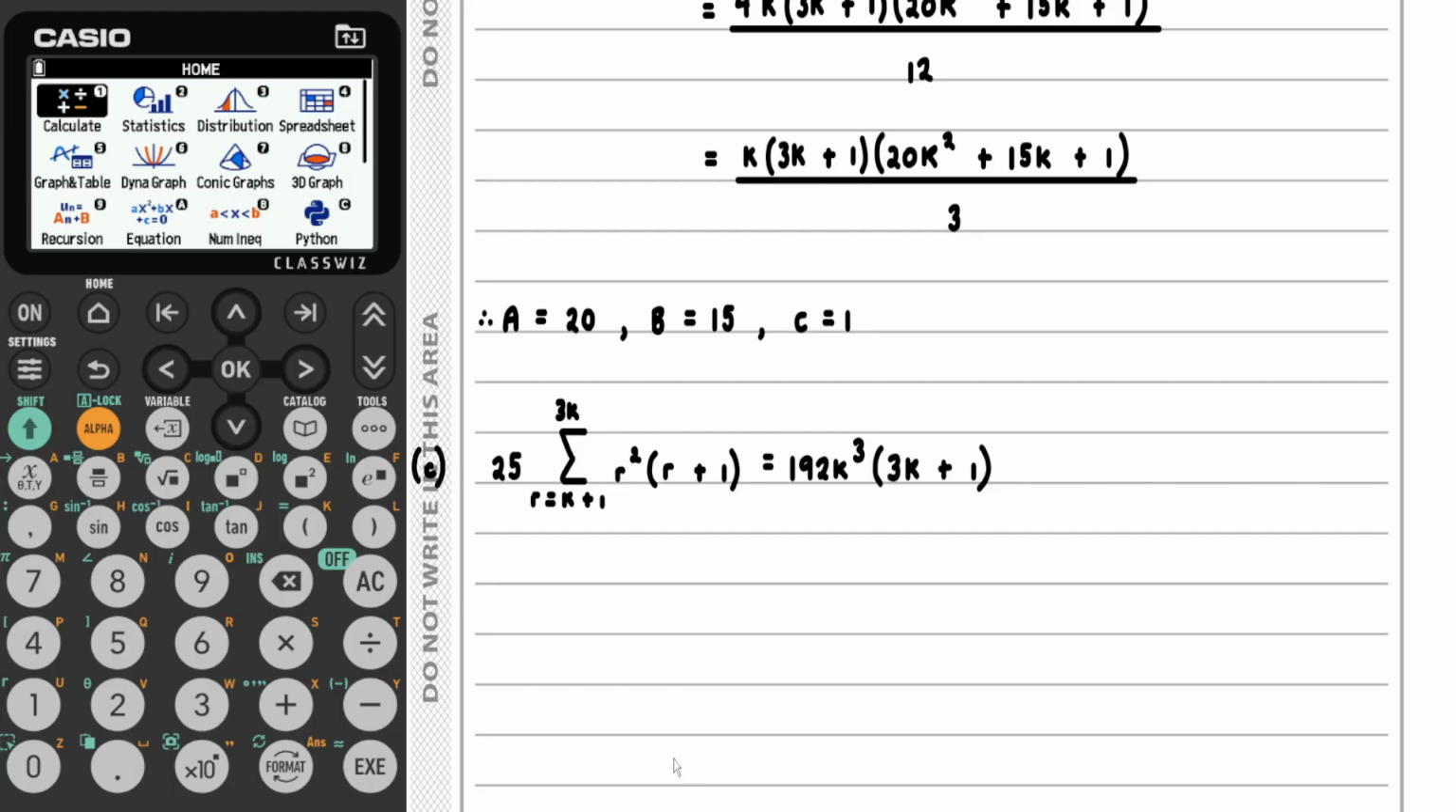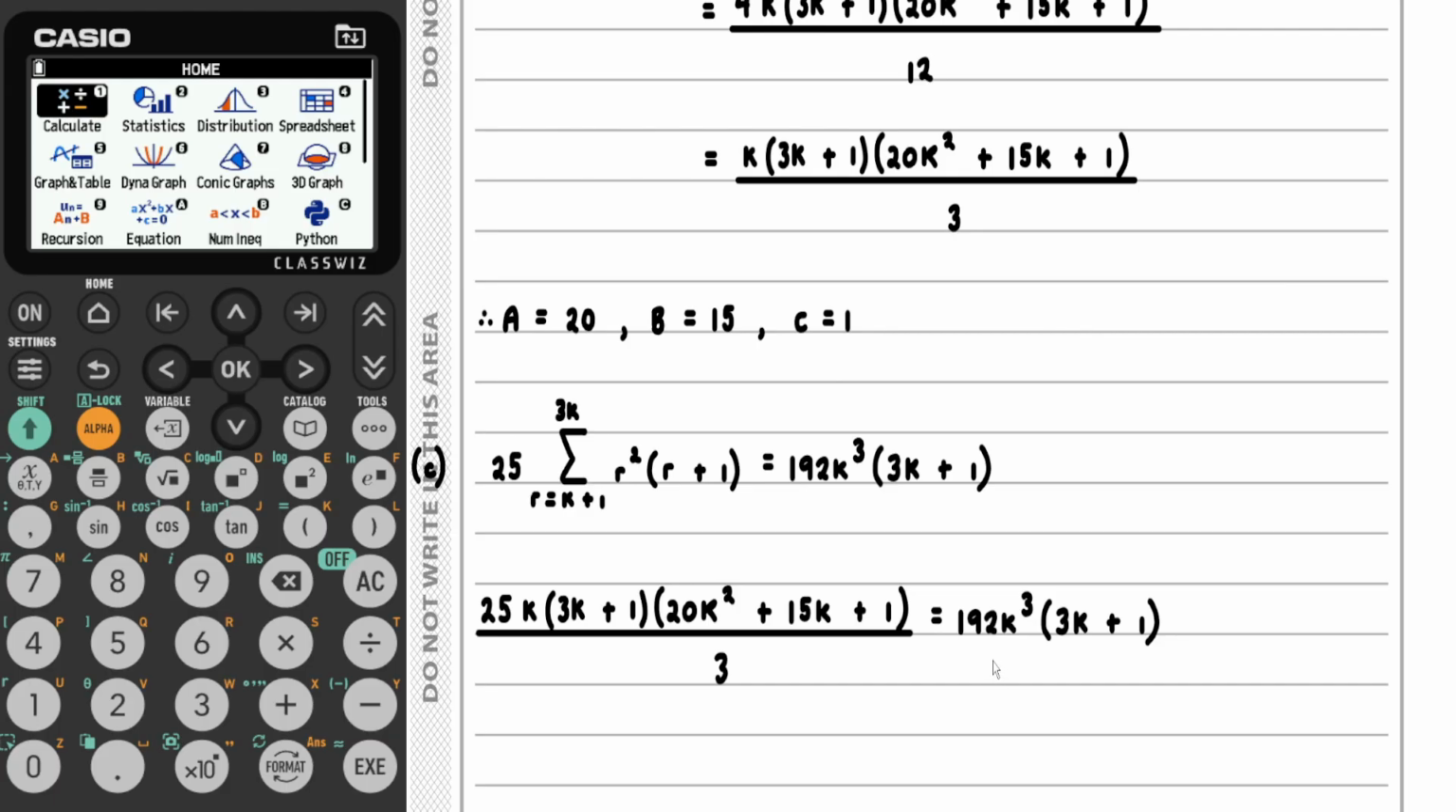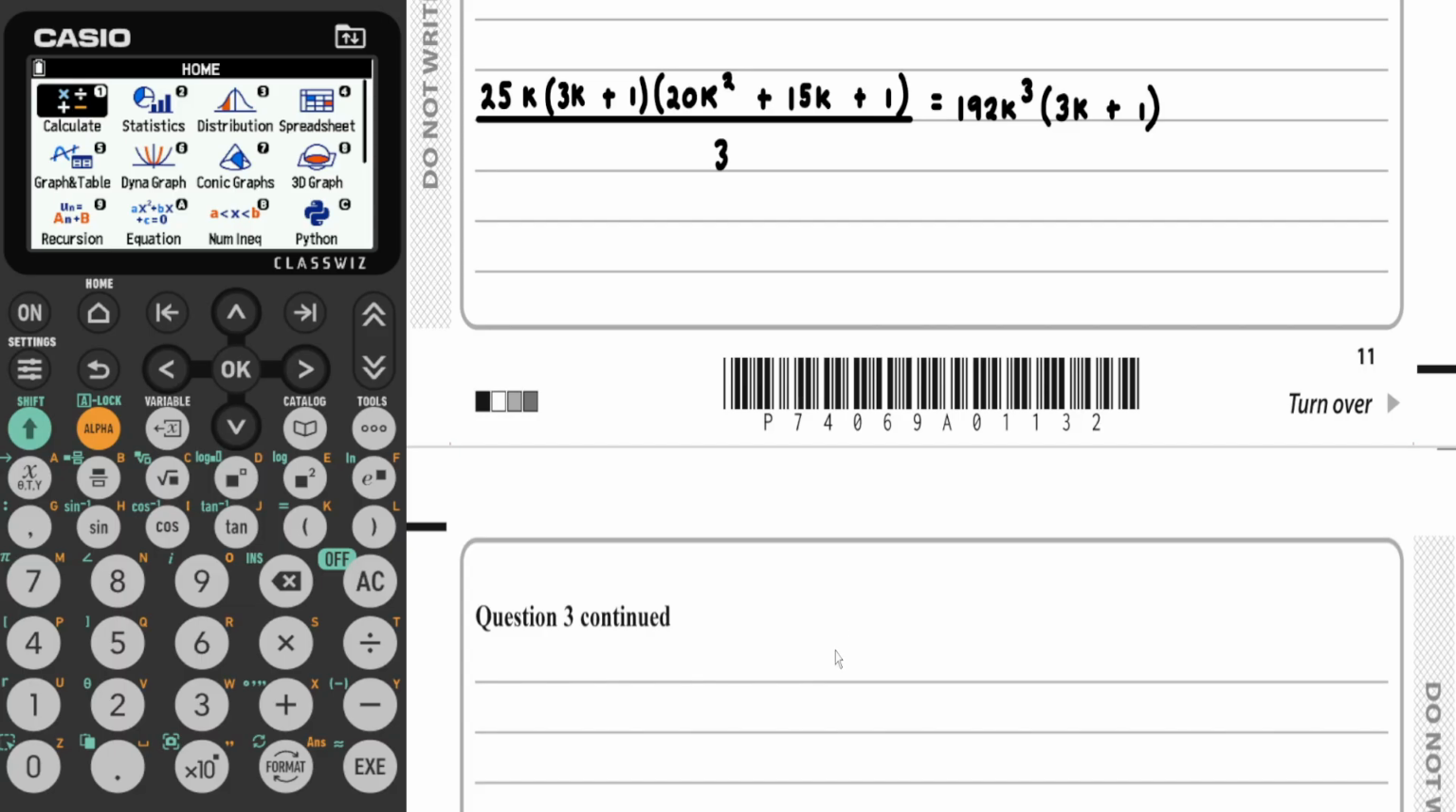Now, what we can do is use the result from part B here and multiply it by 25. So I've got 25 multiplied by k times by 3k plus 1 times 20k squared plus 15k plus 1 all over 3 equals 192k cubed times 3k plus 1. If I multiply through by 3, on the left hand side we would have 25k times 3k plus 1 times 20k squared plus 15k plus 1, and on the right hand side we have 576 multiplied by k cubed times 3k plus 1.